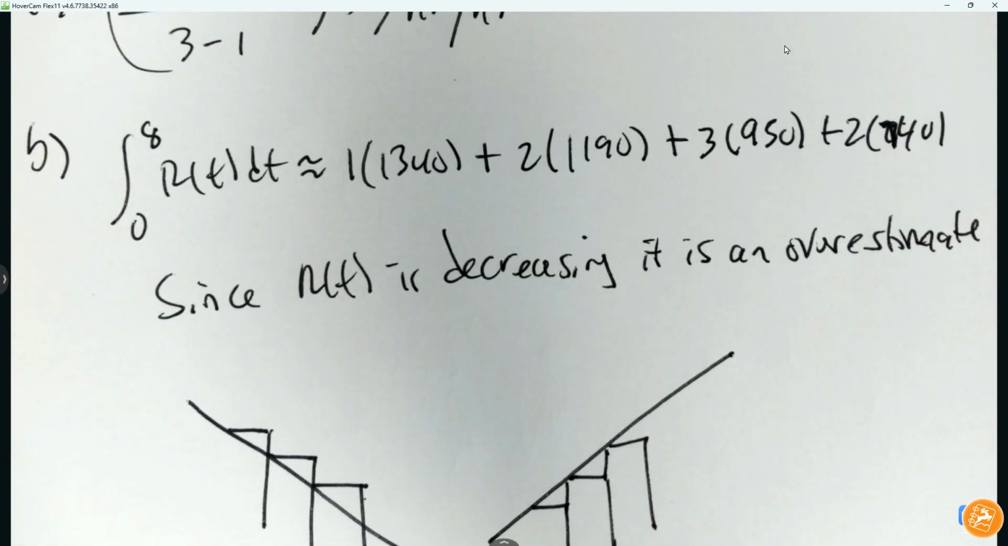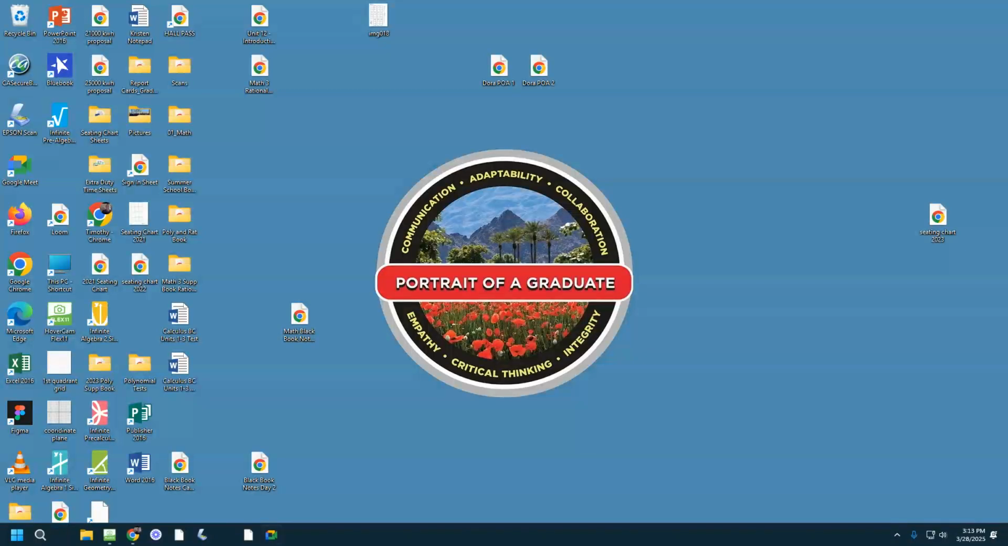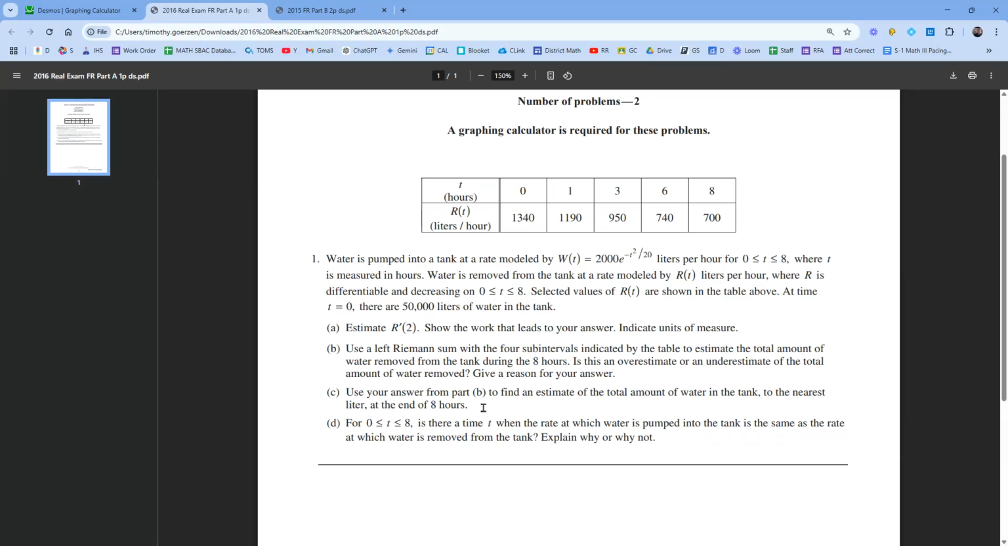All right, part C. Use your answer for part B to find an estimate of the total amount of water in the tank to the nearest liter at the end of 8 hours. So first I need to know how much water did I start with, which is 50,000. So I start with the number 50,000. How much is in the tank to begin with?